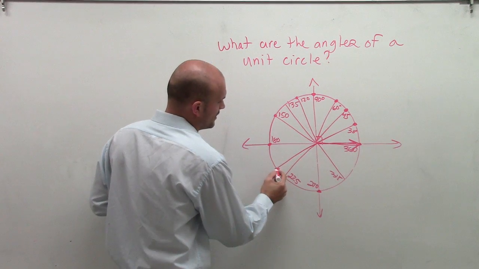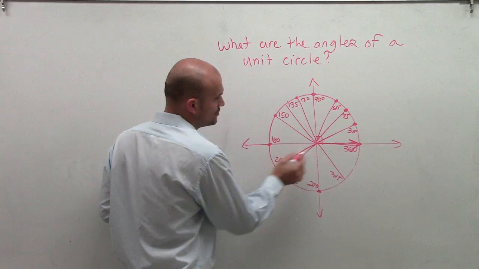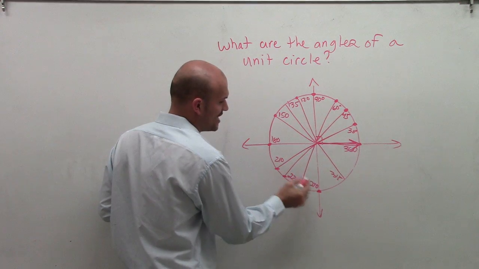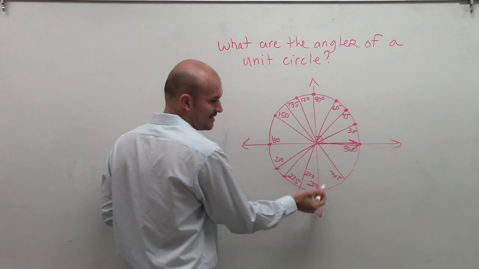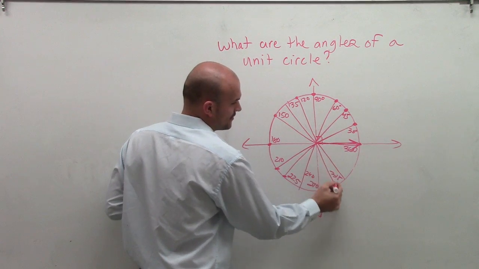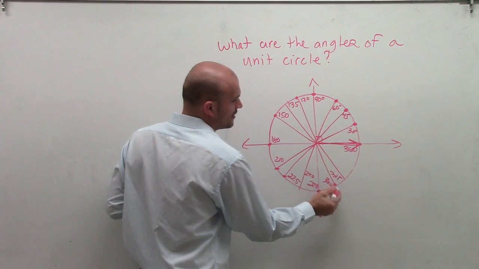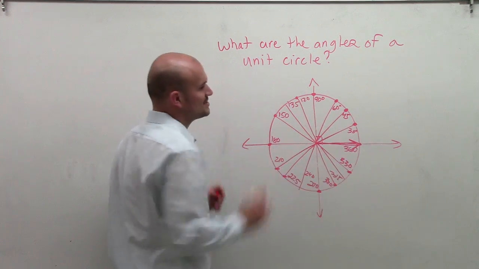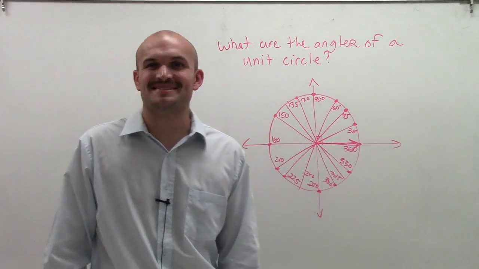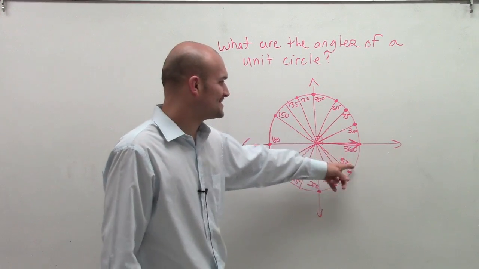180 plus 30 is 210. 210 plus 30 is 240. 240 plus 30 is 270. 270 plus 30 is going to be 300. And 300 plus 30 is 330. 330 plus 30, I think I might have said some things wrong, but 330 plus 30 is going to give you 360.